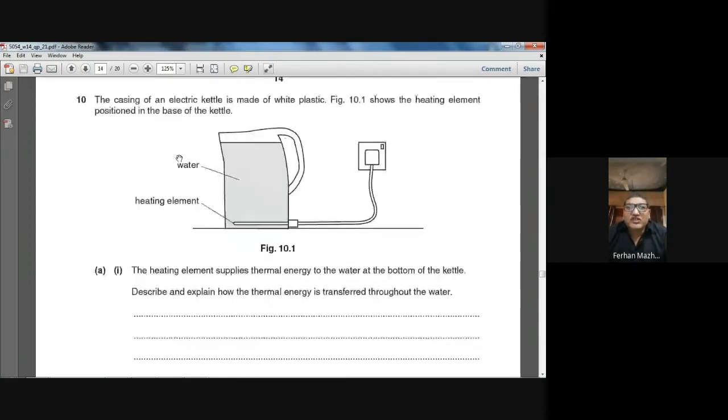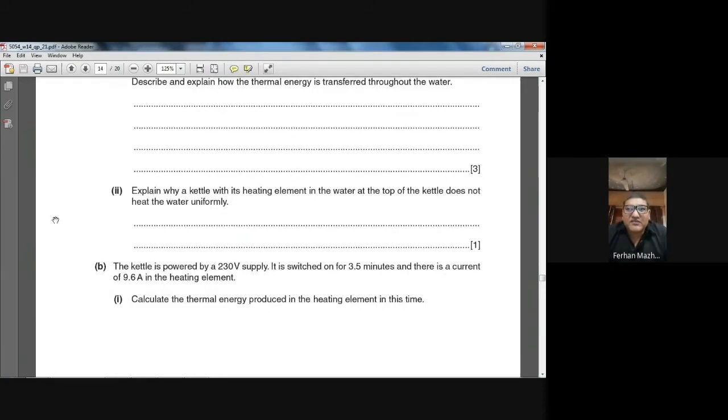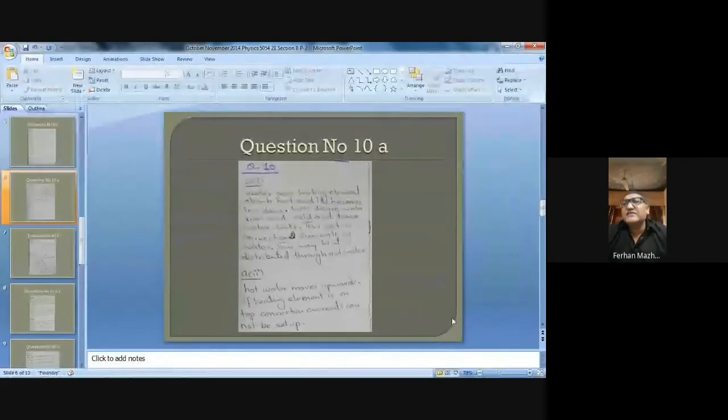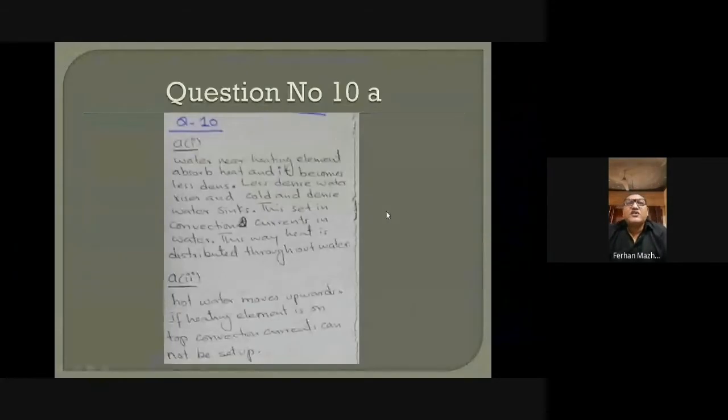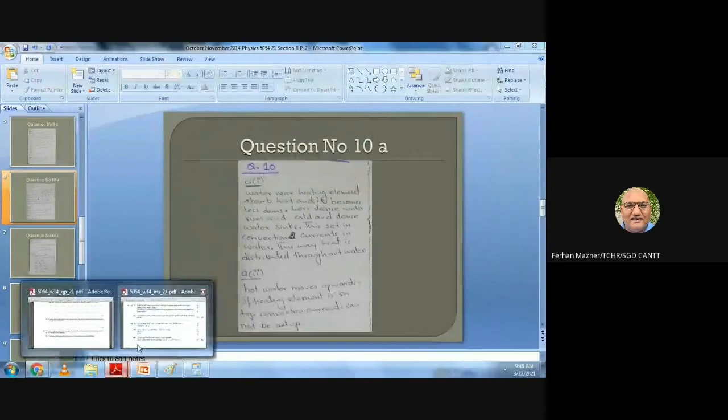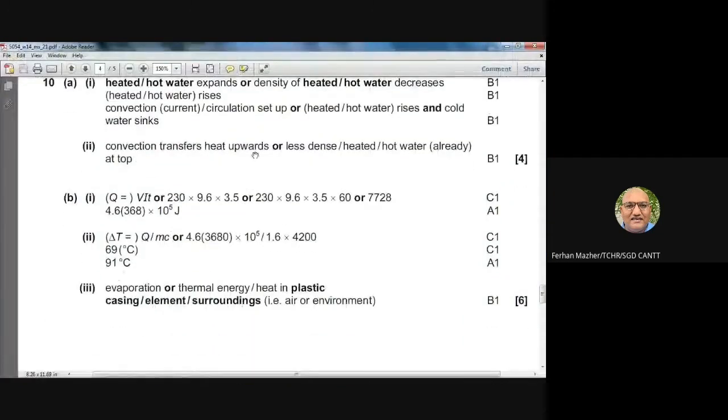It's a 1-mark question. Explain why a kettle with its heating element in the water at the top of the kettle does not heat the water uniformly. Let me show you my answer. My answer is hot water moves upwards. If heating element is on the top, convection currents cannot be set up. Let me show you the marking scheme as well. The marking scheme says convection transfers heat upwards, or less dense heated or hot water already at the top. So you can write this answer. It's a 1-mark question.